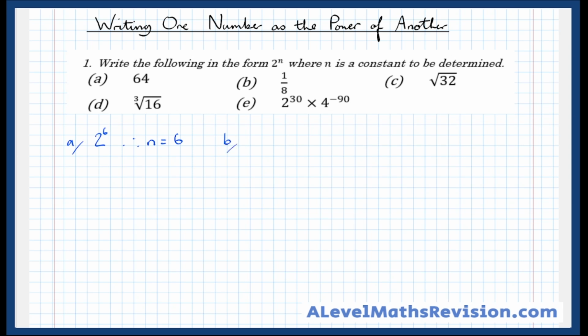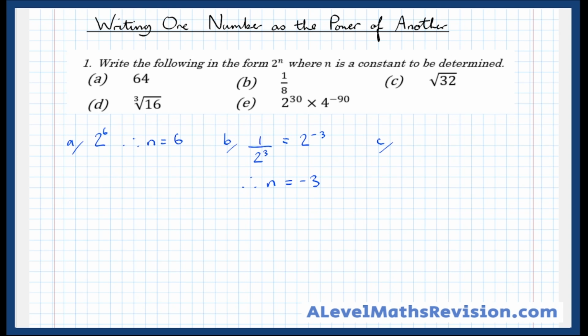Part B, 1 over 8. Well, what I would first do is write the 8 as 2 cubed, get the 8 as a power of 2. 1 over 2 cubed. And we know from previous exercises that the reciprocal of something makes a negative power. So that would be 2 to the power of minus 3. Therefore, n is equal to minus 3 in this case. So 2 to the minus 3 is the reciprocal of 2 to the 3, which is an eighth.